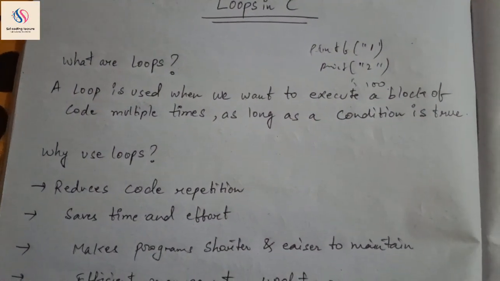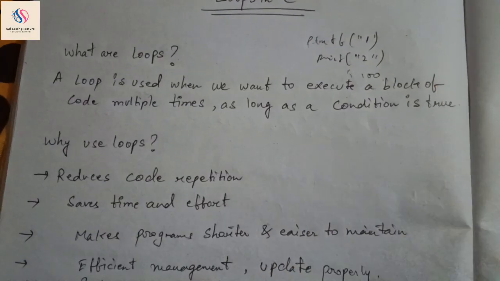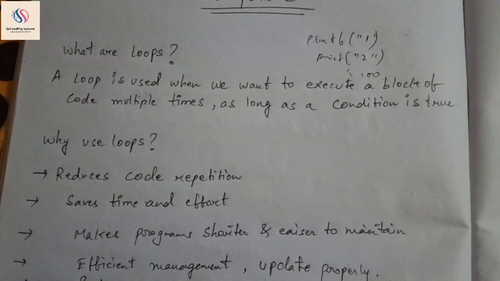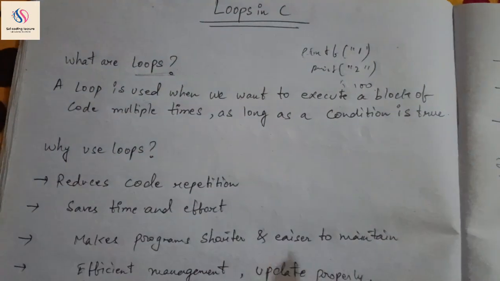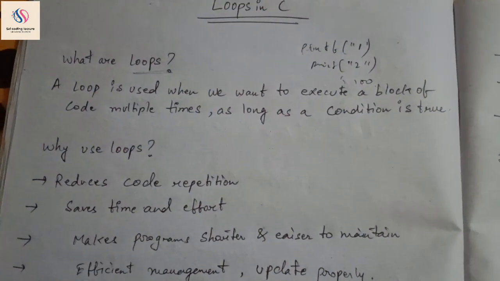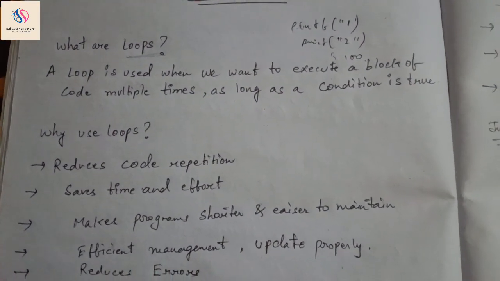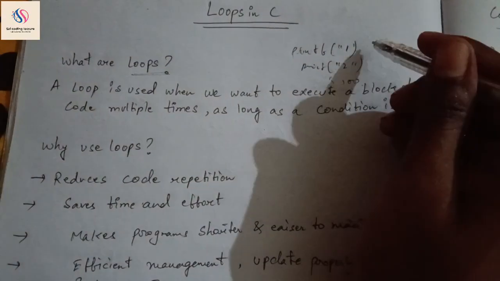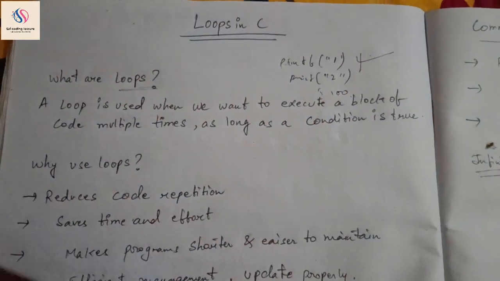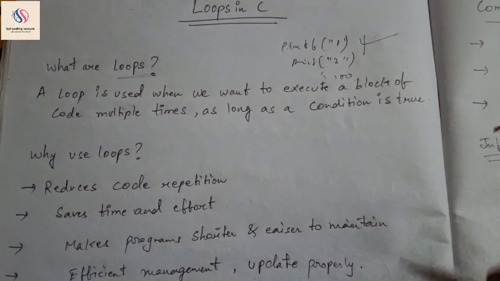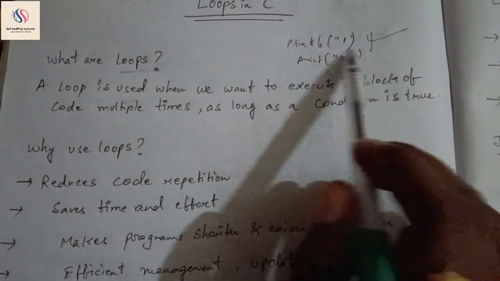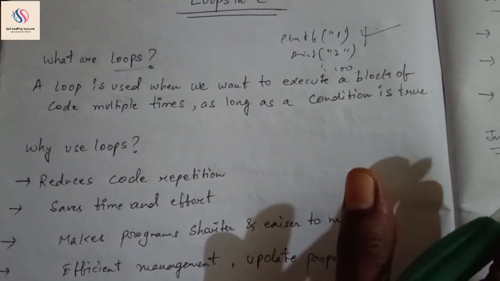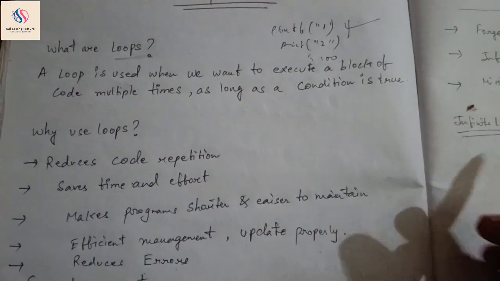100 printf statements. Instead of that, you have to go for code reusability. You need to make the code flexible. For that we use loops. With loops you can print numbers 1 to 100, 1 to 1000, even 1 to 1 lakh, just by writing one printf statement. I will show you the syntax later in my video, but you need not write unnecessary printf statements. This is the work of a loop.